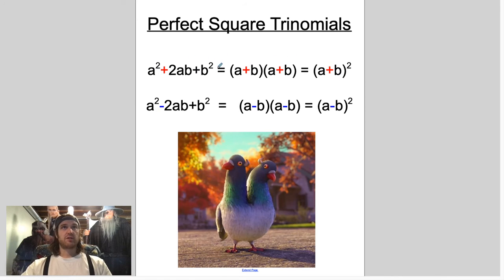b times b gives us our b squared, and then we have the two middle terms, which would be a times b and b times a. But a times b and b times a are the same, so we add them together, and you get double that value.